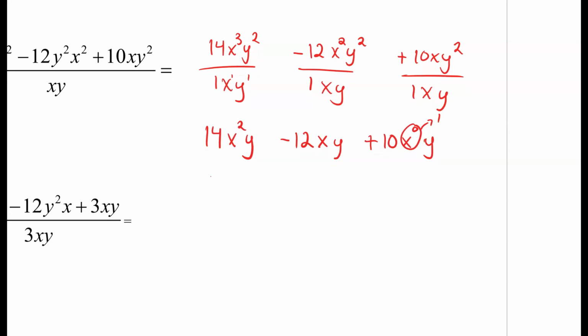So what's going to happen here is that's going to eliminate it. And we're going to have 14x squared y subtract 12xy plus 10y. So we've eliminated the x because 1 subtract 1 was 0. So that's eliminated our x in this expression.